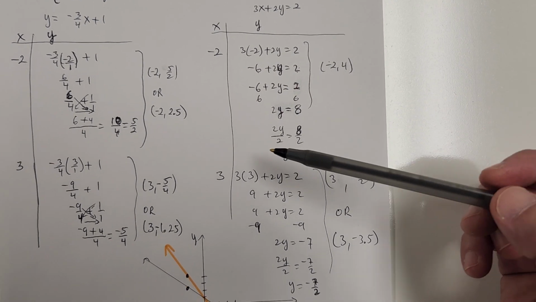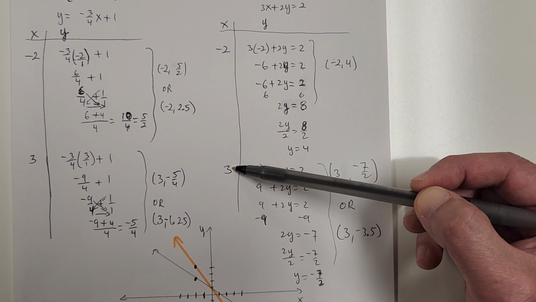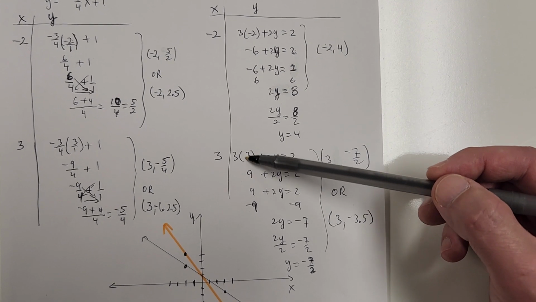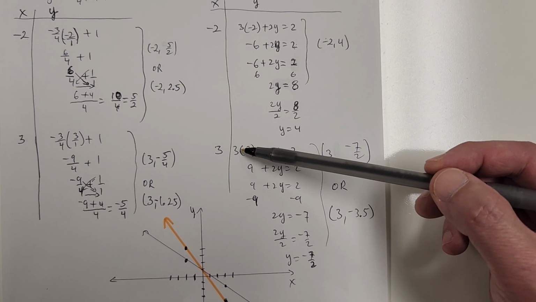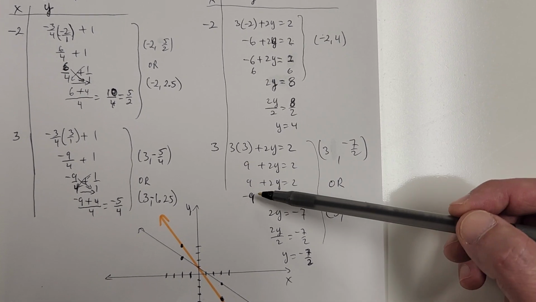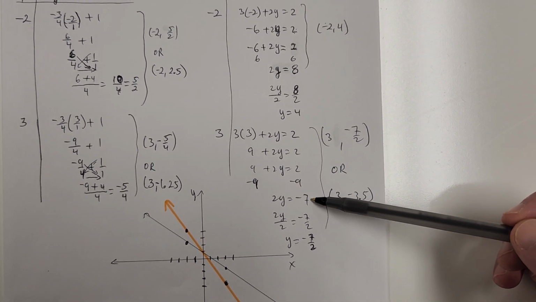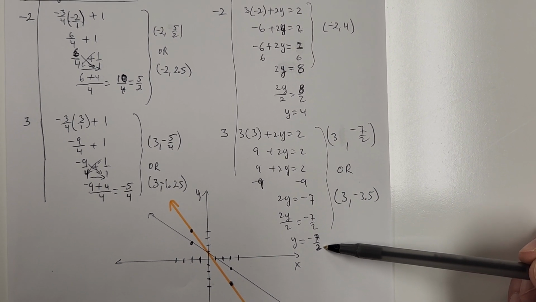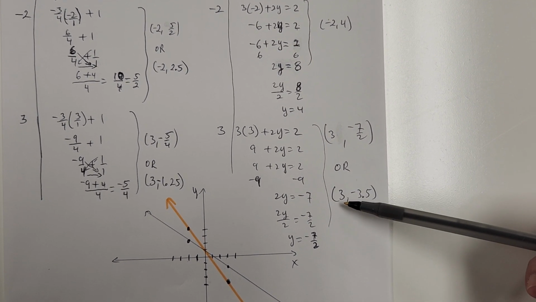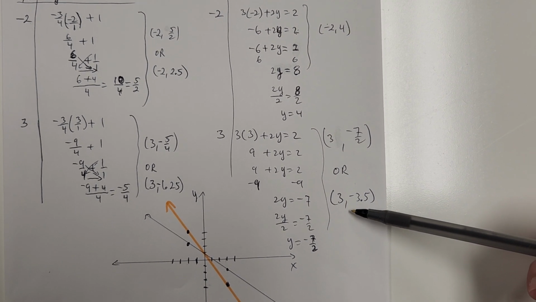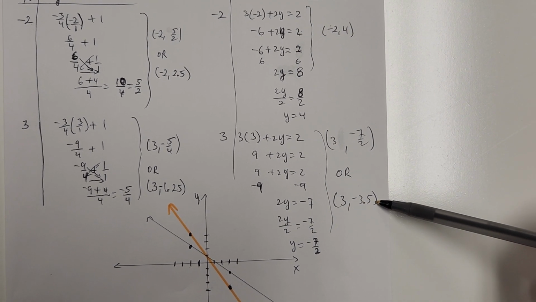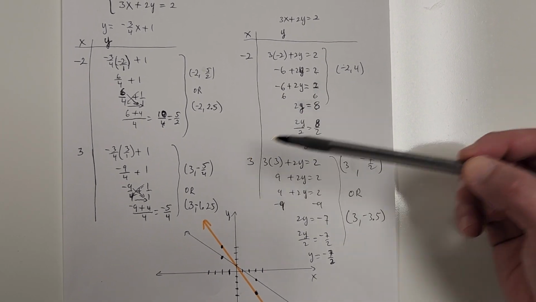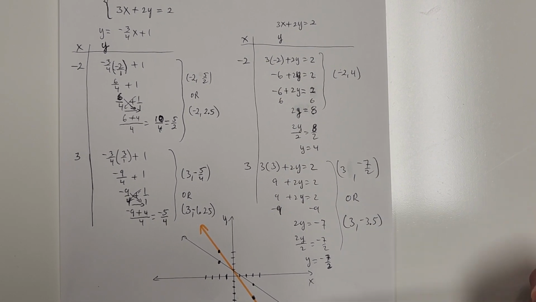Next I'm going to choose 3. Put the 3 in for x. So this is my x right here where I'm circling. So 3 times 3 gives me 9. Subtract 9 from both sides, gives me -7. Divide by 2 gives me -7 over 2, or in decimal, it is 3 comma -3.5. Use these 2 points and then these 2 points to graph.